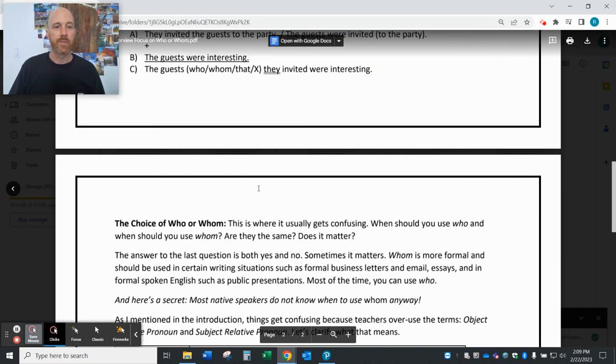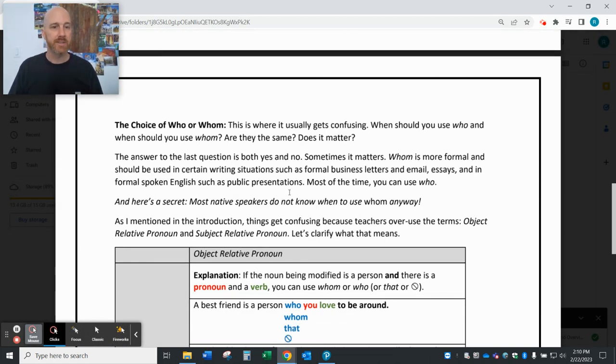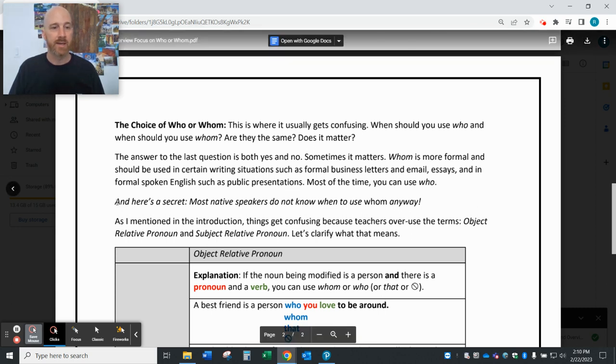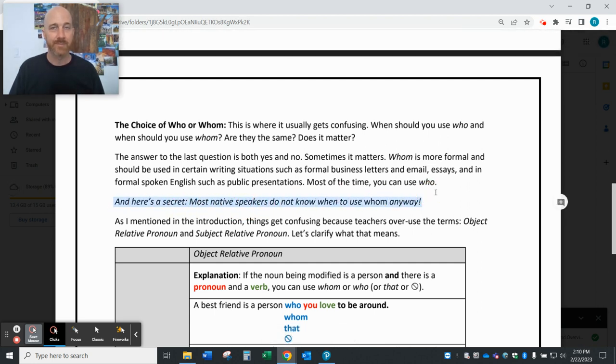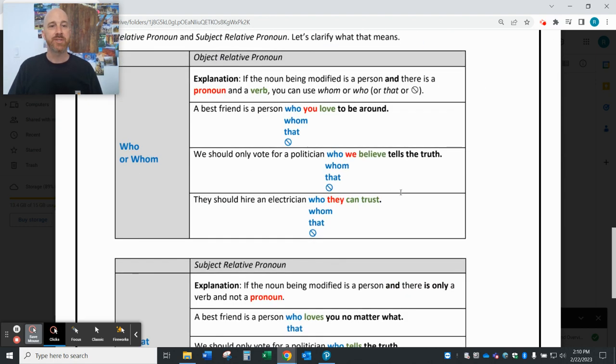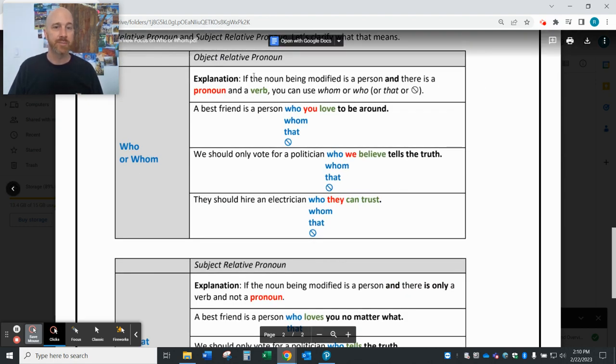So, when do we use who and whom? Ultimately, whom is more formal, and in spoken English, most of the time we use who. However, if you're writing a formal essay for academic purposes, a professional letter or email, or if you're making a formal presentation in English, you might want to use whom in the correct situation. And here's a little secret. Most native speakers don't know what the correct choice is either. So as I mentioned, we call this an object relative pronoun. Don't worry about that. Here's the explanation.